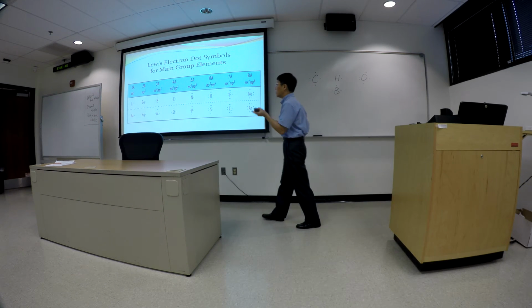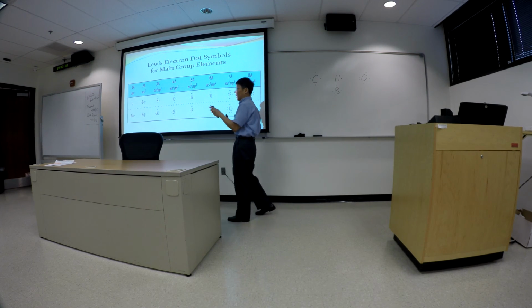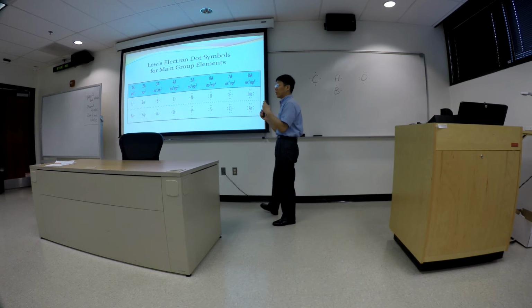The last topic that we had yesterday in class was isoelectronic. Isoelectronic is the term that we use to describe species with the same number of total electrons. Now we're looking at just the valence electrons.